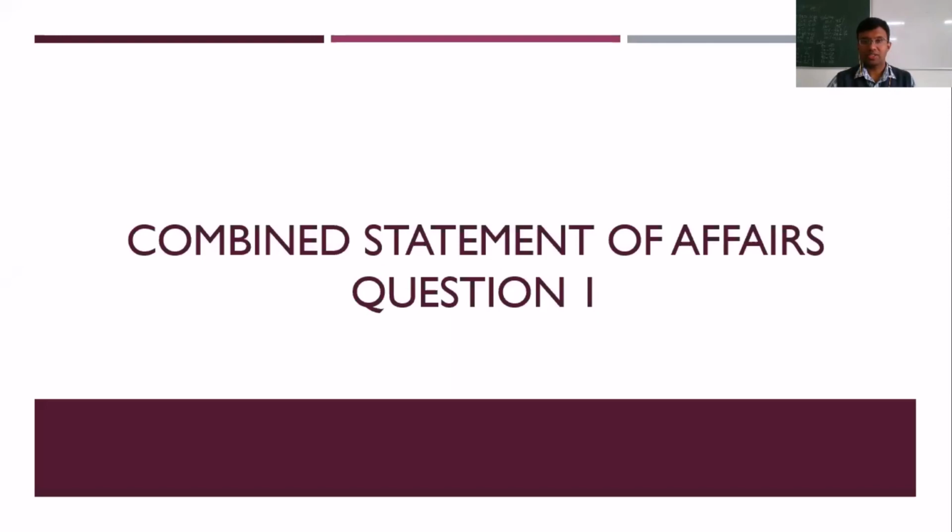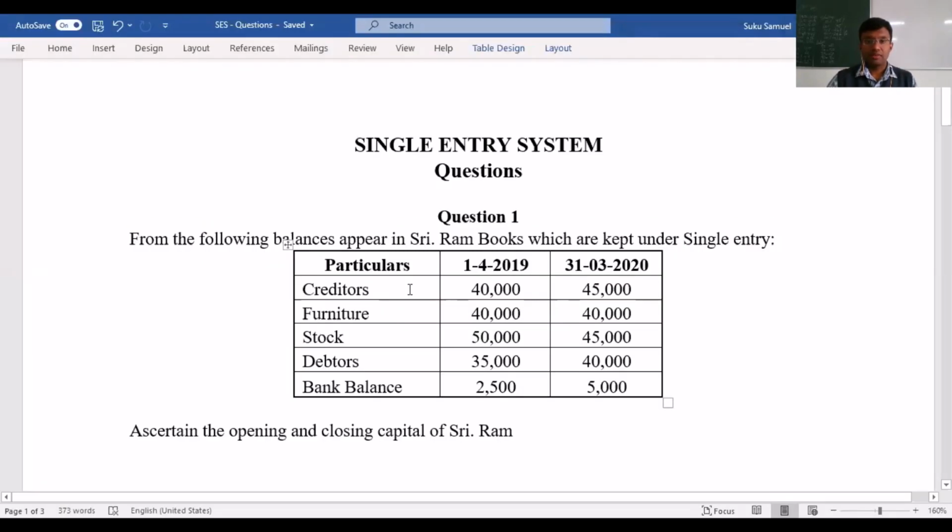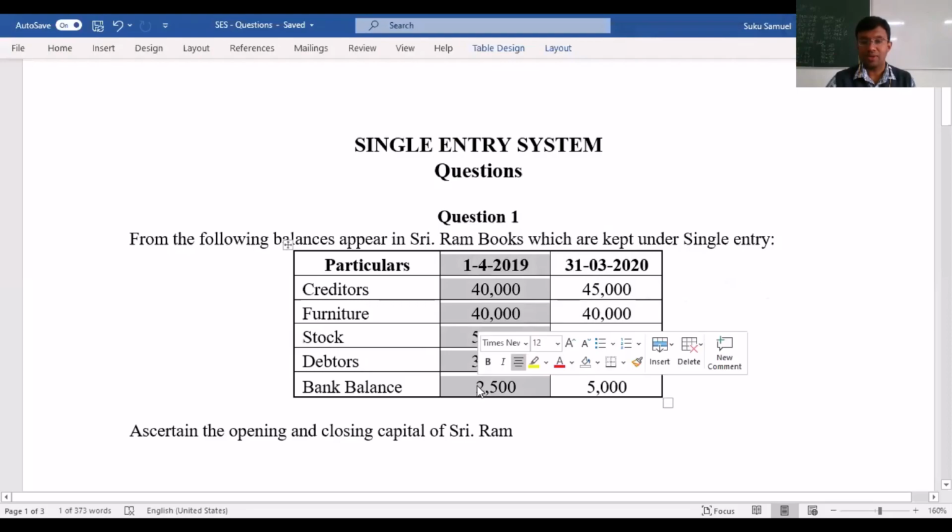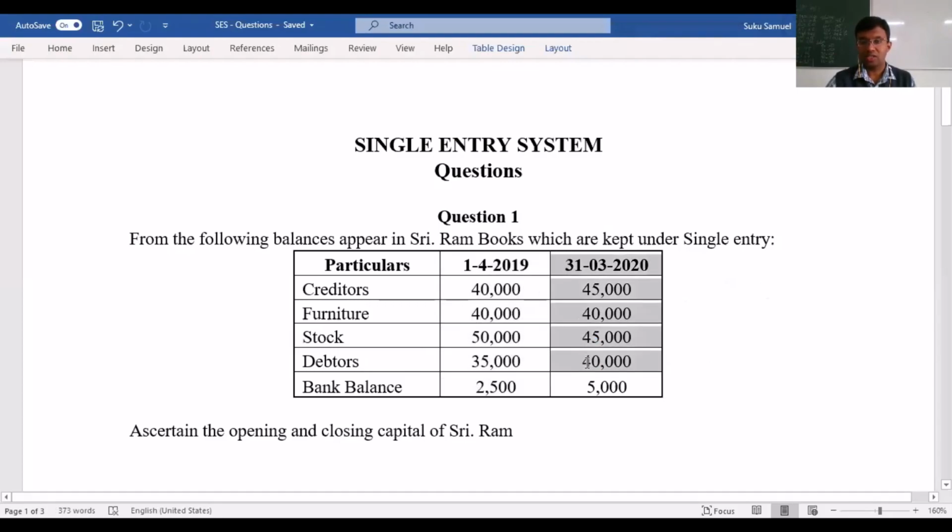So with that note, let us all look at the question together. The question goes like this: from the following balances appearing in Sriram's books, which are kept under single entry, ascertain the opening and the closing capital of Sriram. Now, what you notice is that they have given us two sets of values. One is for 1st April 2019, the second is for 31st March 2020. So this will be for the beginning of the time period, and 31st March 2020 is for the end of the time interval. With the values for 2019, we will be able to estimate the opening capital. With the values for 2020, we will be able to estimate the closing capital.